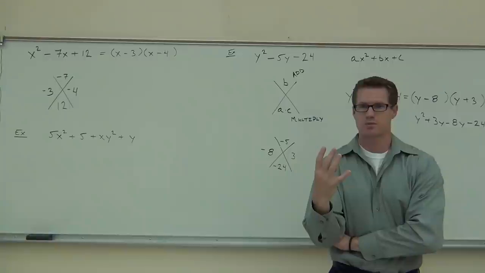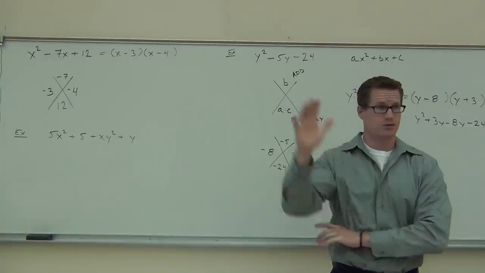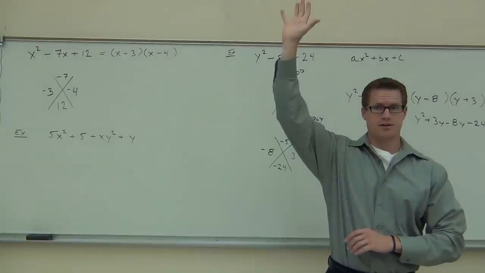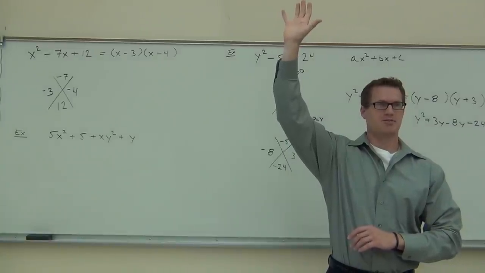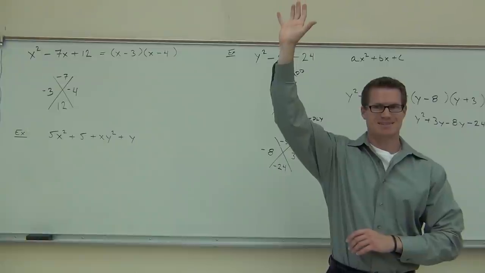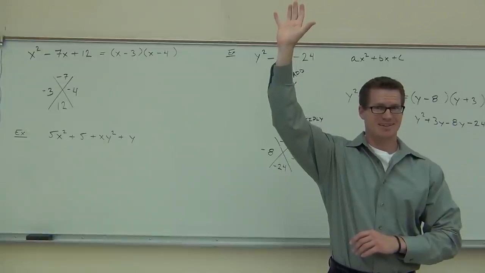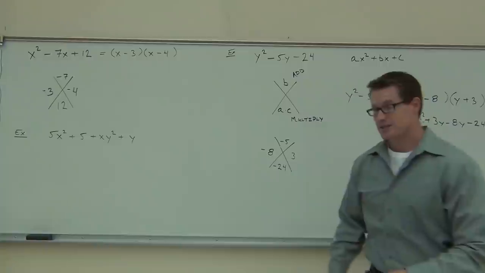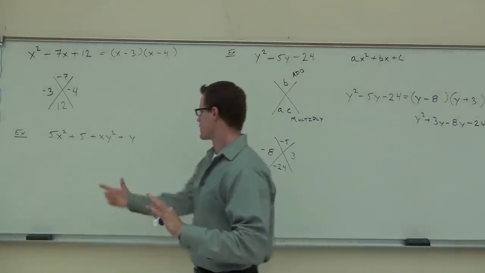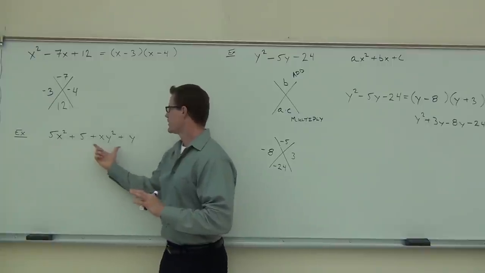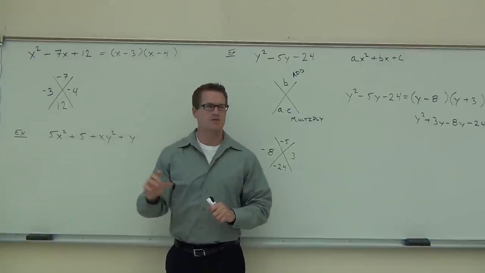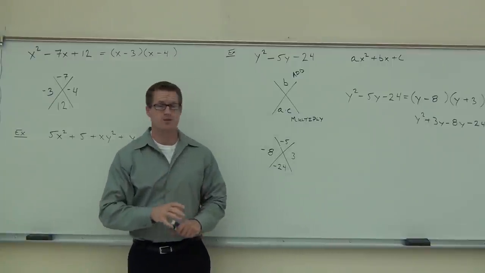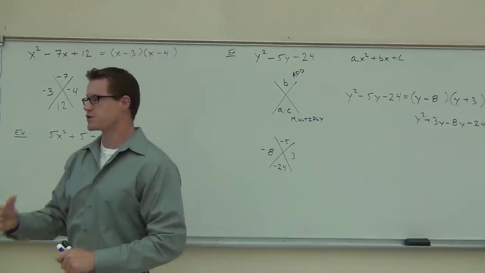I said factoring by grouping. How many people have seen factoring by grouping before? How many people have never seen it or completely forgotten, which is all right. You can raise your hands. That's okay. Okay, good. Factoring by grouping works like this. Since there's four terms, you look at the first two, and you look at the last two kind of independently, and you factor out the greatest common factor from each of those pairs of terms.